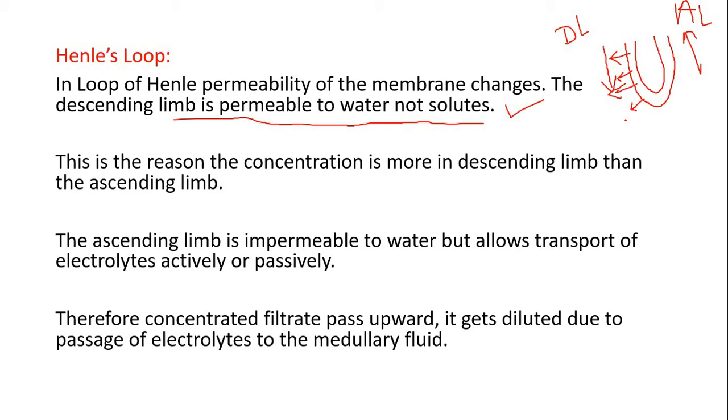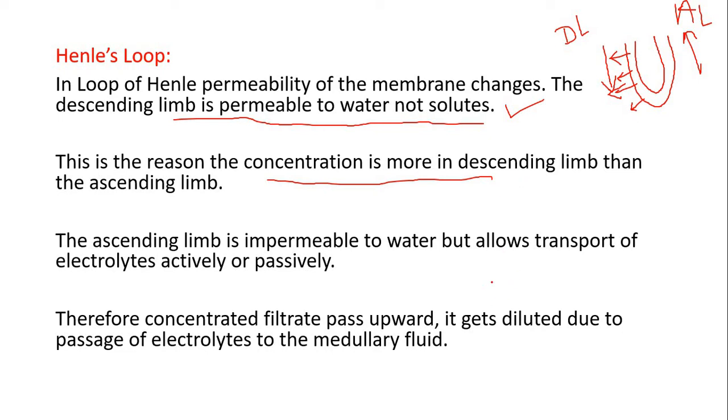Only the solutes like NaCl, urea, proteins, amino acids, whatever is present here, increase in number or concentration. So the concentration of the descending limb is more as water leaves it, because the descending limb is permeable to water and impermeable to solute. This is the reason the concentration is more in the descending limb than the ascending limb. Here the descending limb's concentration is more because the solute amount is more than the water.